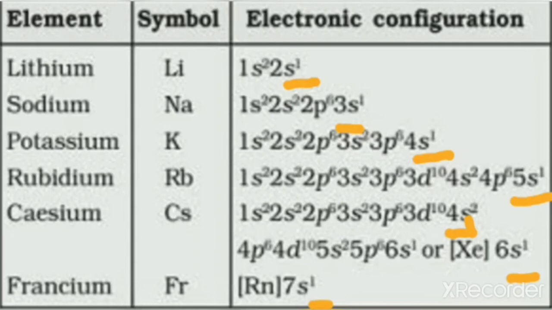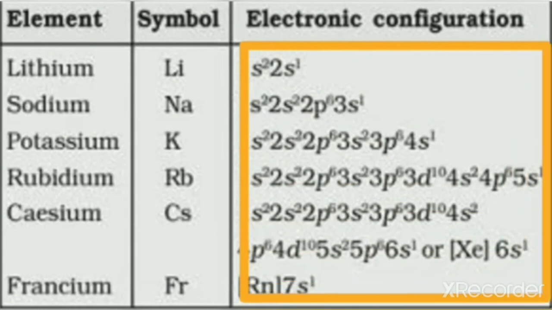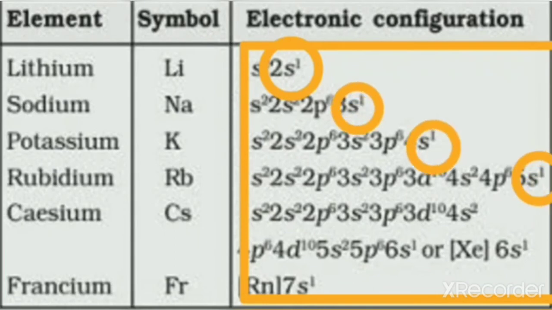So why are these elements particularly kept in the s block? Because in these elements, the last electron, that is the outermost electron, is in the s orbital. So you can find they have a similar pattern of electronic configuration, in which the outermost electron is in the s orbital. Therefore, because of this reason, they are kept in the s block.